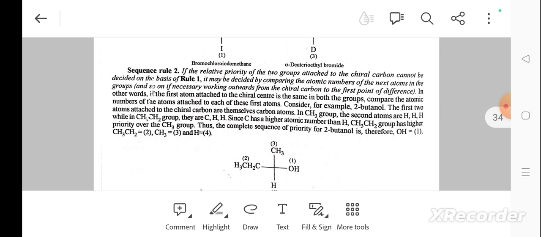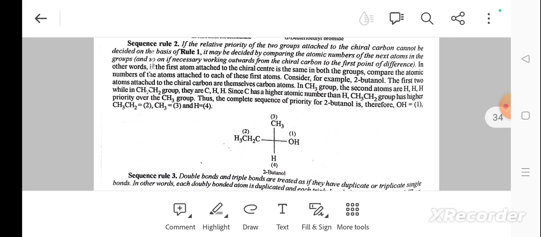Sequence rule 2: if the relative priority of two groups attached to the chiral carbon cannot be decided on the basis of rule 1, it may be decided by comparing the atomic number of the next atoms in the groups and so on, if necessary working outward from the chiral center to the first point of difference. In other words, if the first atom attached to the chiral center is the same in both groups, compare the atomic numbers of the atoms attached to the first, and consider the example of 2-butanol.